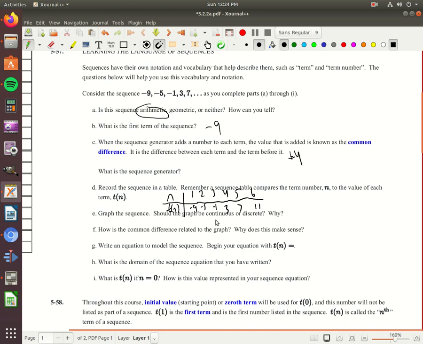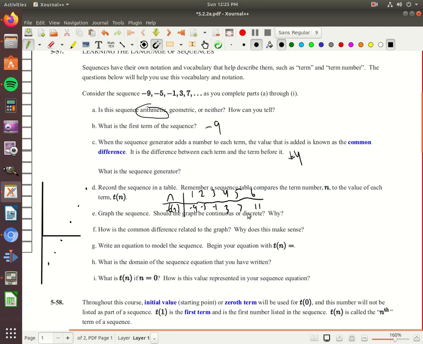Graph the sequence. Should the graph be continuous or discrete? Why? So this is where it really sort of gets into what we're talking about when we talk about a sequence. So let me go ahead and try and make just a really ugly graph real quickly. I'm not going to go too crazy worrying about all the conventions of it, but essentially 1 is going to be -9, right? I guess I can continue this thing along here. So 1 is -9, 2 is -5, 3 is -1, 4 is 3, 5 is 7, 6 is 11, and so on.